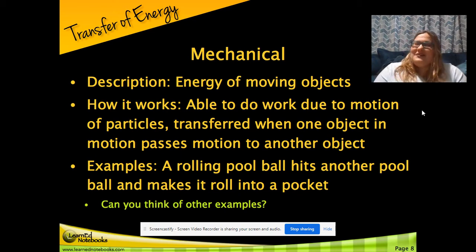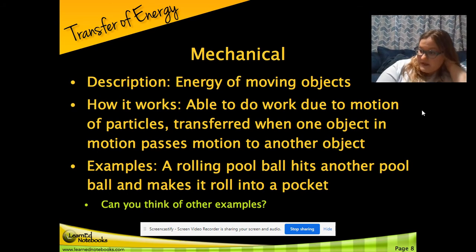Rube Goldberg. We're going to watch some Rube Goldberg videos. They're amazing. It's how one thing hits another thing that creates a chain reaction, kind of like dominoes. A rolling pool ball hits another pool ball and makes it roll into the pocket. It kept the motion going forward. Are there any other examples that you can think of?